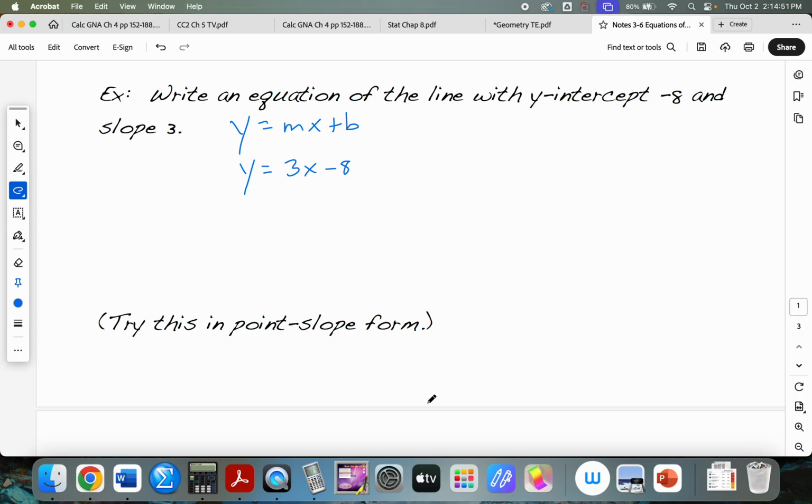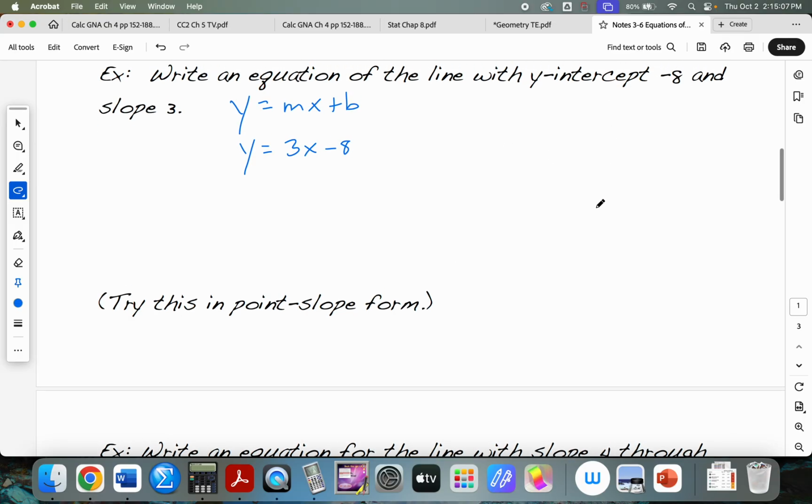Now, can you do this one in point slope form? You absolutely can. In fact, you can do every single problem that we have for writing equations in point slope form. Because if the y-intercept is -8, that means that the point that it goes through, the x-coordinate is 0. Remember, the y-intercept is the value of y when x is 0. So that's going to be 0, -8, with a slope of 3.